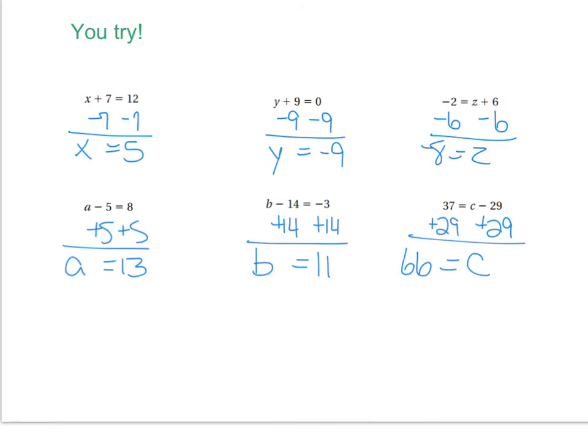How'd you do? If you missed any, go back and fix them. Check all your work and make sure your work shows like this. We should see one step for every problem.